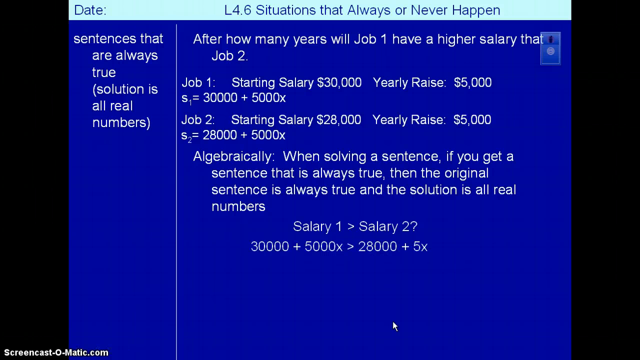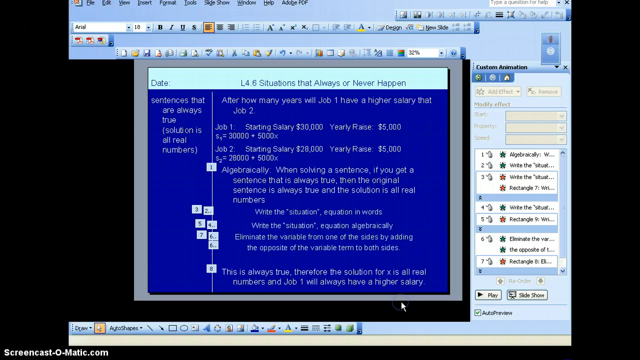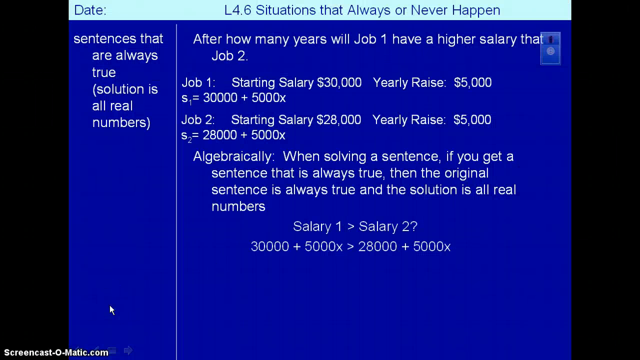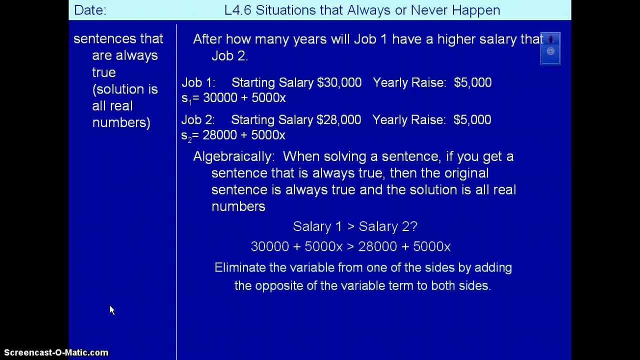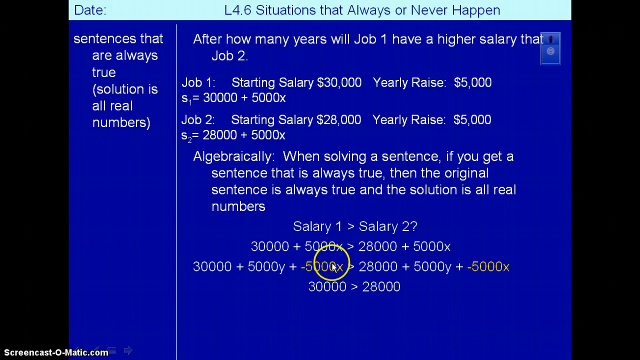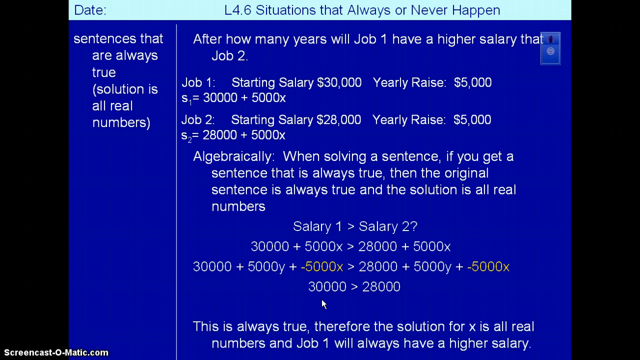Now we're going to write it algebraically. So we want 30,000 plus 5,000x to be greater than 28,000 plus 5,000x. We want to eliminate the variable from one side by adding the opposite of the variable term to both sides. So let's go ahead and add the opposite of this term to both sides. Negative 5,000x added to both sides. And we arrive at the inequality 30,000 is greater than 28,000, which we know is always true. Therefore, the solution for x is all real numbers, and job 1 will always have a higher salary.